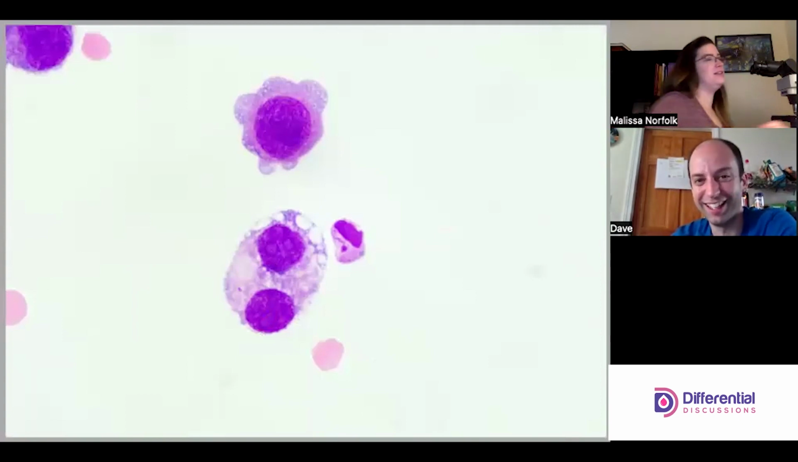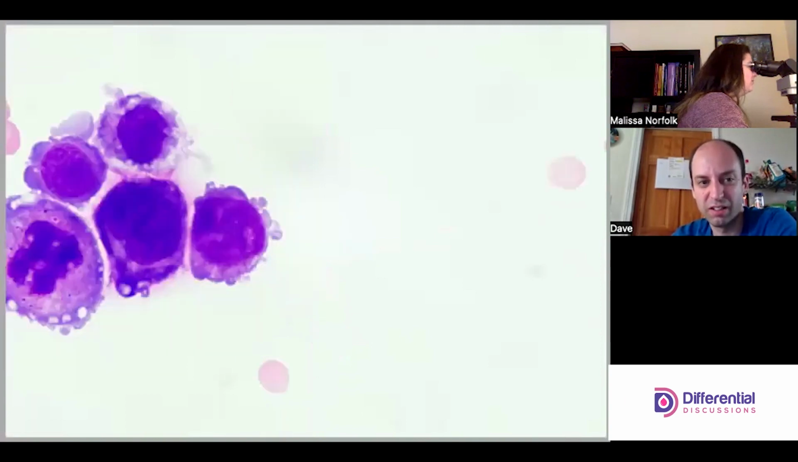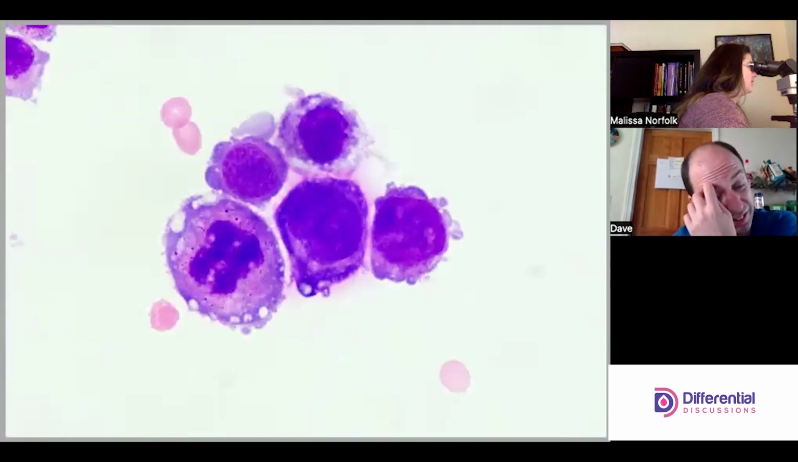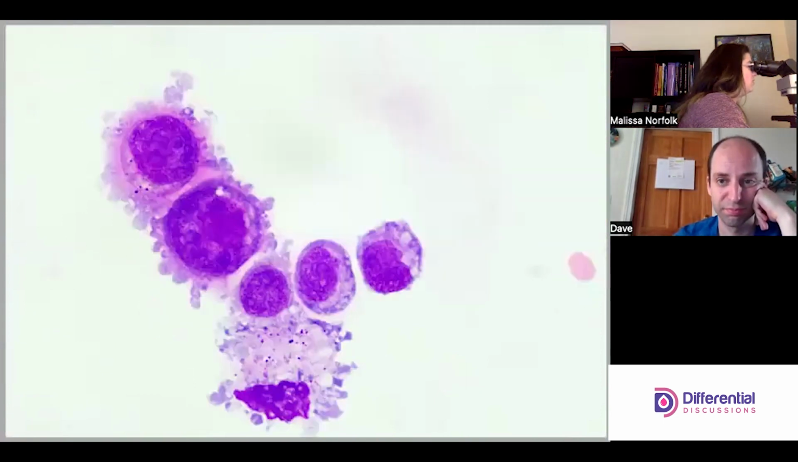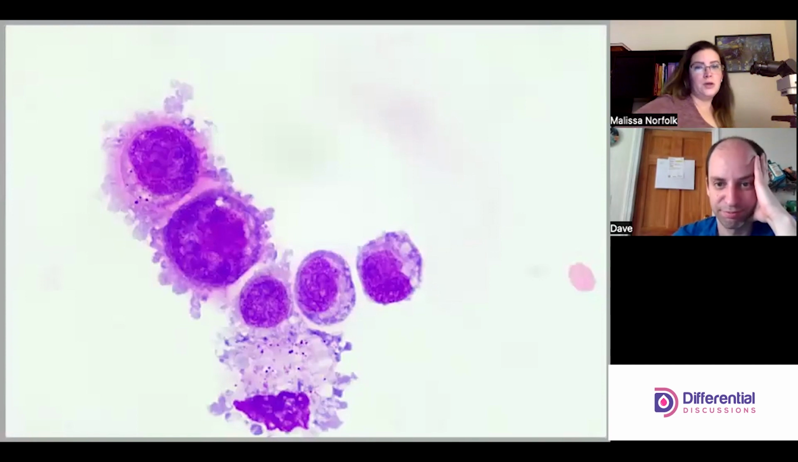Oh my goodness. Very, very abnormal. The differential on this one is basically just doesn't matter. It's basically all cancer cells. It's a shame. I think we've seen maybe one normal-ish cell, maybe a lymph, maybe a neutrophil, right? Wow.